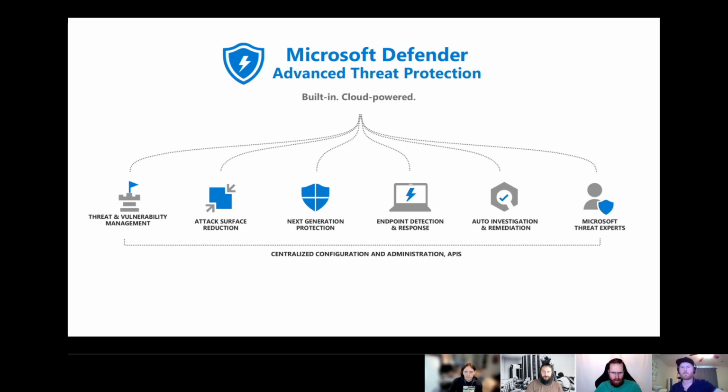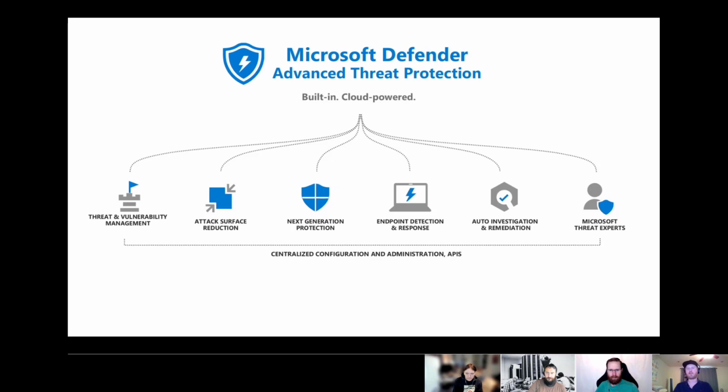Matt, before you move off of this, can you recap the license requirement for each of the categories? Yeah, so the threat and vulnerability management is absolutely an E5 product. Attack surface reduction and the next gen protection is generally an E3 product value. If it's generally in the Intune console and configurable, it's something that's available for E3.